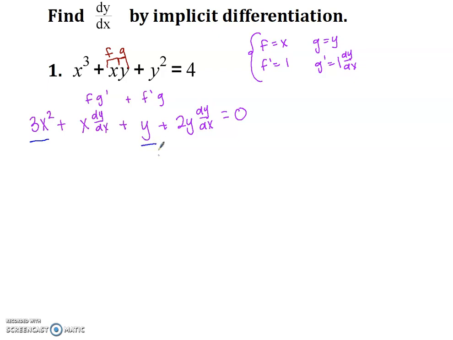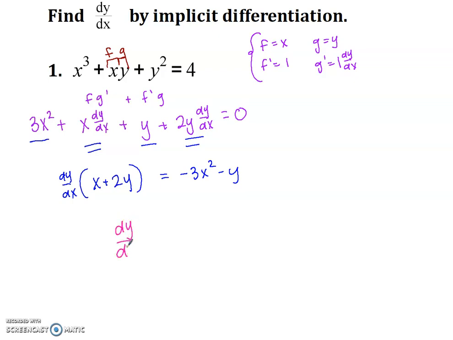I'm going to take my two terms that don't have a dy/dx and move them to the other side. So that will be negative 3x squared minus y. And then these two terms that have a dy/dx, I'm going to leave them on the left, but I'm going to take the dy/dx out of them. And then to solve, I'm just going to divide by the x plus 2y. So dy/dx will be negative 3x squared minus y over x plus 2y.